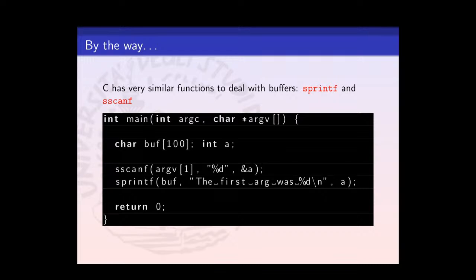Now, once I've read the content of the first parameter in the command line, I can print the string: the first argument was, and the value of the first argument, interpreting it as a decimal number. This string can be written into what? Into the buffer, so into the array of characters I've just declared.